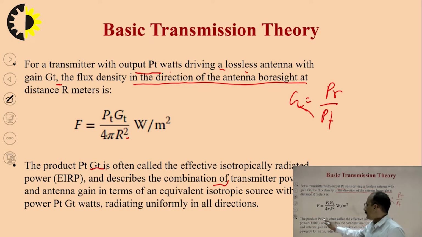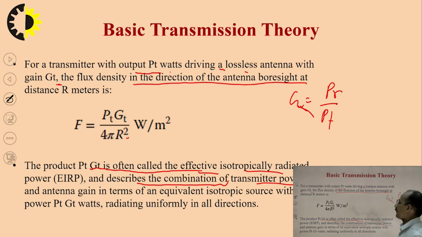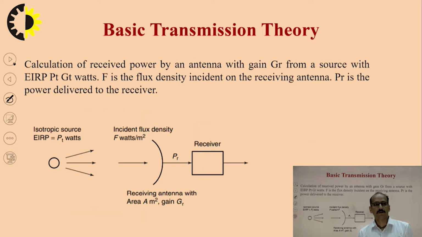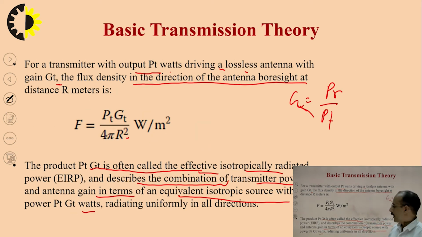Now the product PT GT is often called the EIRP, effective isotropically radiated power. That is a very important factor in this complete link equation part, and it describes the combination of transmitter power and the antenna gain in terms of an equivalent isotropic source with power PT GT radiating uniformly in all directions. Here you are taking a reference of an isotropic antenna, and now you are calculating it for the real antenna in a particular direction.